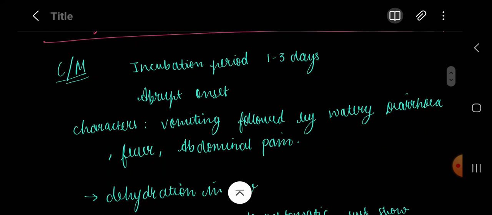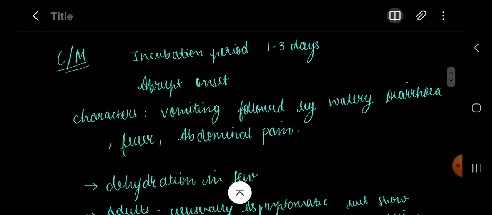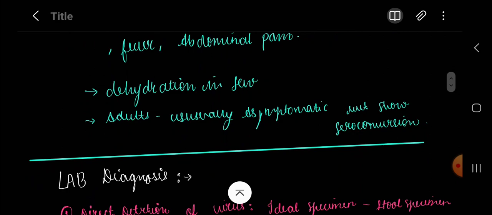Now we will see the clinical manifestations. The incubation period is 1 to 3 days. It is abrupt in onset. The features are vomiting followed by watery diarrhea, fever and abdominal pain. In a few cases there may be dehydration. Mostly it is recovered; in few cases it may lead to dehydration. In adults it is mostly asymptomatic but shows seroconversion. That means we can find antibodies against the rotavirus in the blood of these individuals.